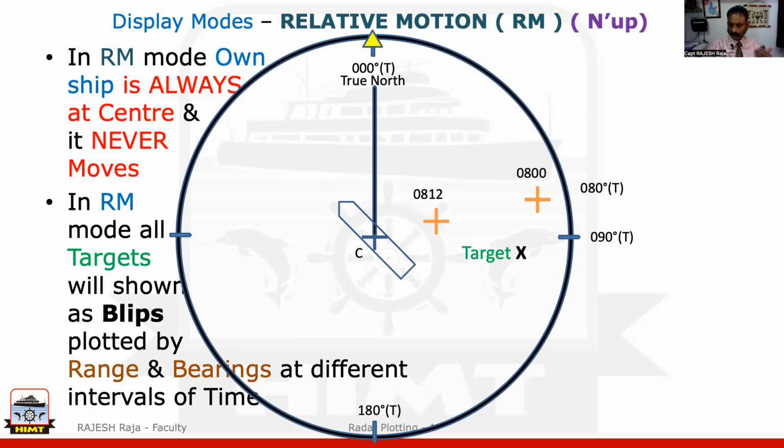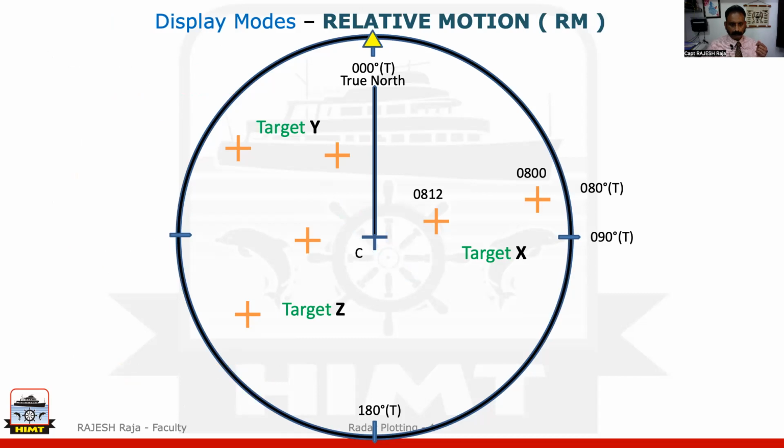I'm going to show you 3. So this is the first set of blips. I can have a second target, which can also give me 2 blips. I can have a third target, and that also can give me 2 blips. I can get more blips also, but 2 is enough depending on the time interval. This is how your relative motion north-up display is going to look when you start plotting. All these blips are plotted with range and bearing, and your vessel will never move out of the center.